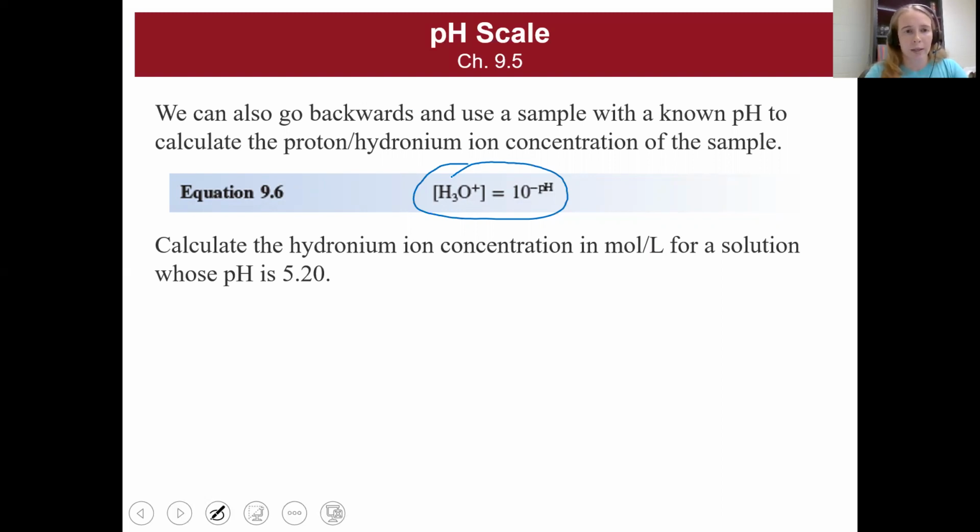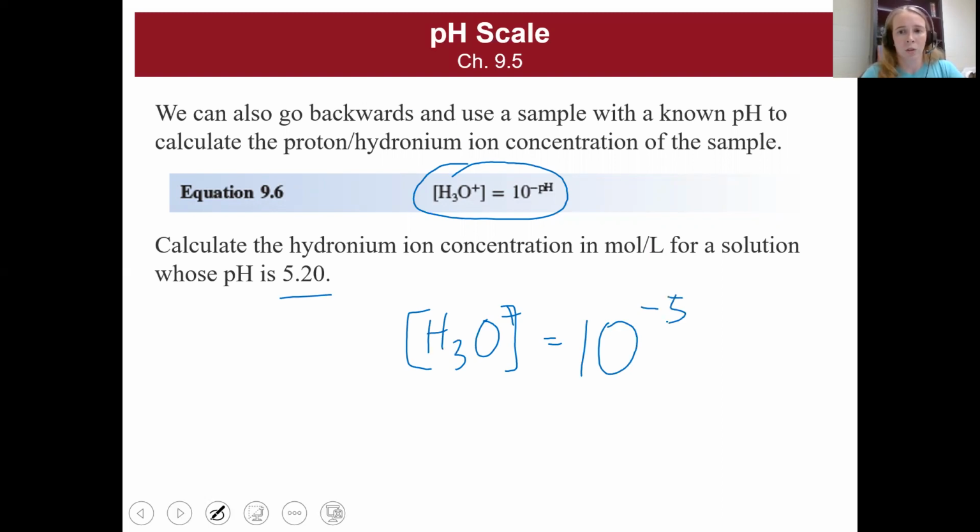So if we want to calculate the hydronium ion concentration, I'm just going to write it like this. This is our concentration. Again, it's in brackets. That's how we know it's a concentration. Oops, there's a plus there. It is going to be equal to 10 to the minus pH. Our pH is 5.2. So 10 to the minus 5.2, I plug that into my calculator.